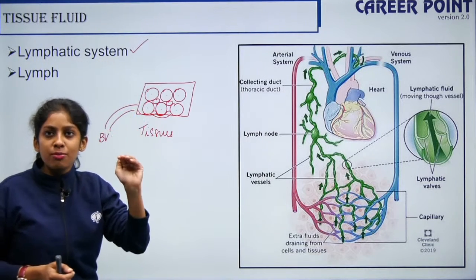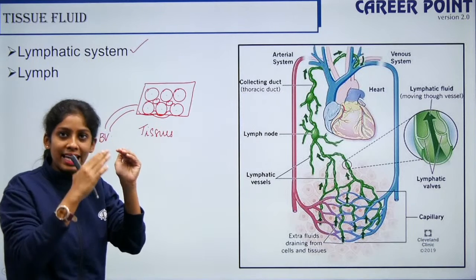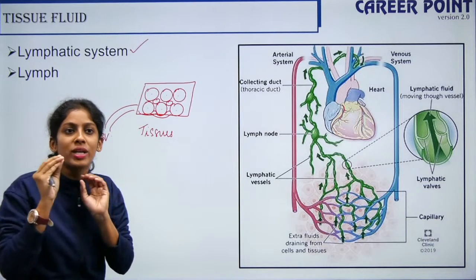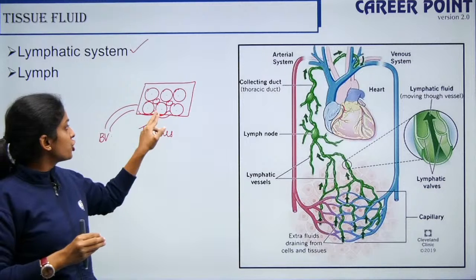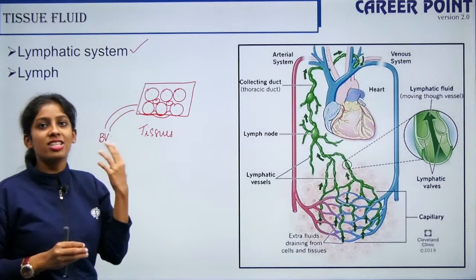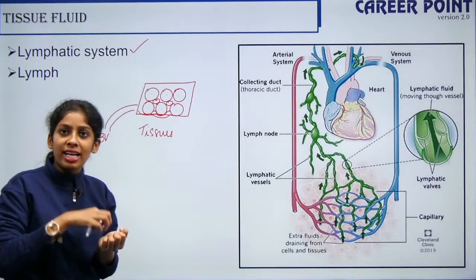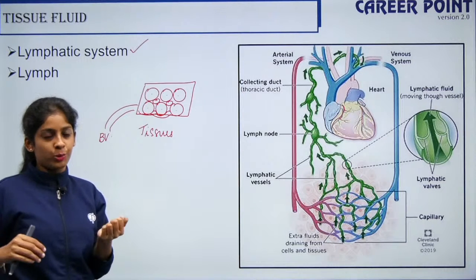Sometimes certain molecules from the blood vessels leak and come inside the spaces between the cells. So now this is a tissue, so your fluid is here, so it is called tissue fluid. Now someone has to collect the fluid and put it back into circulation. So who would do that?